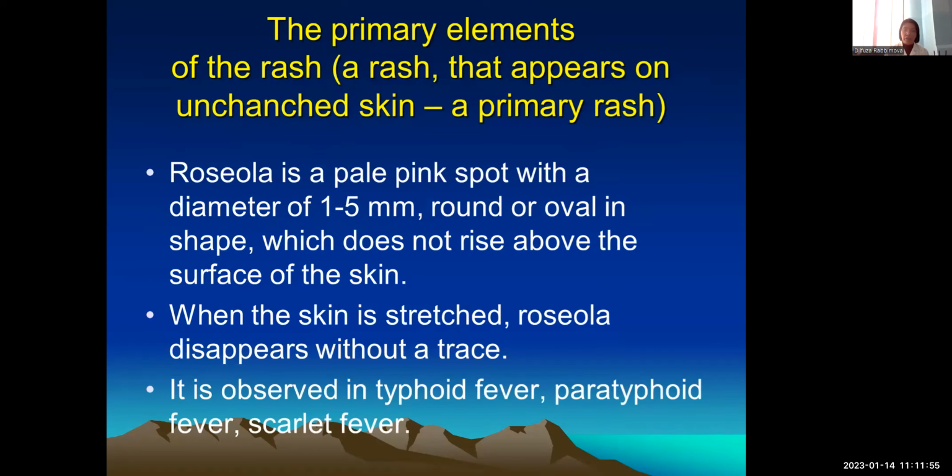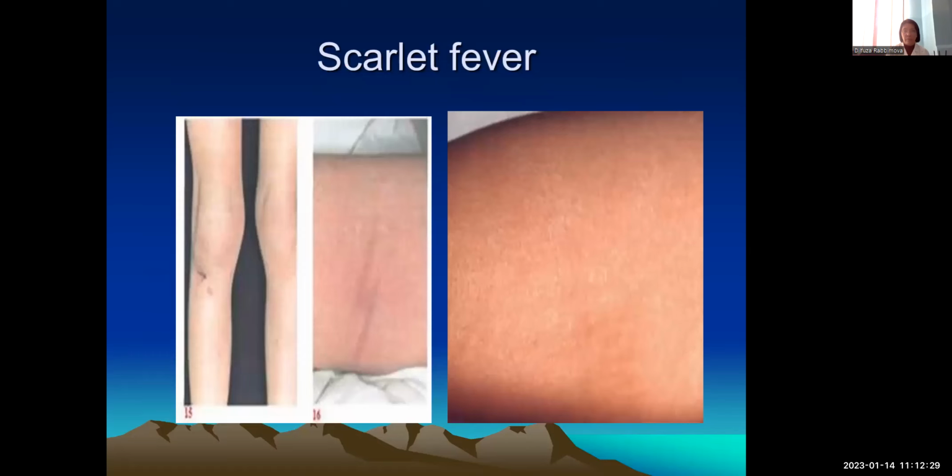Primary elements of the rash. What is a primary element? A rash that appears on unchanged skin. Roseola is a pale pink spot with a diameter of 1 to 5 millimeters, round or oval in shape, which does not rise above the surface of the skin. When the skin is stretched, roseola disappears without a trace. It is observed in typhoid fever, paratyphoid fever, maybe in scarlet fever.